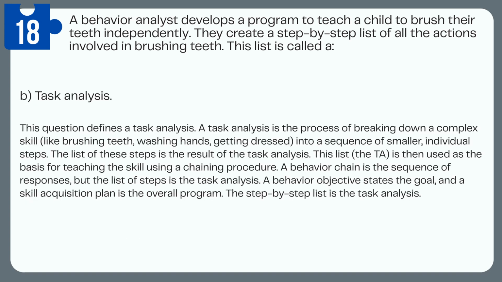Answer: B. Task analysis. This question defines a task analysis. A task analysis is the process of breaking down a complex skill, like brushing teeth, washing hands, or getting dressed, into a sequence of smaller individual steps. The list of these steps is the result of the task analysis. This list, the TA, is then used as the basis for teaching the skill using a chaining procedure. A behavior chain is the sequence of responses, but the list of steps is the task analysis. A behavior objective states the goal, and a skill acquisition plan is the overall program. The step-by-step list is the task analysis.